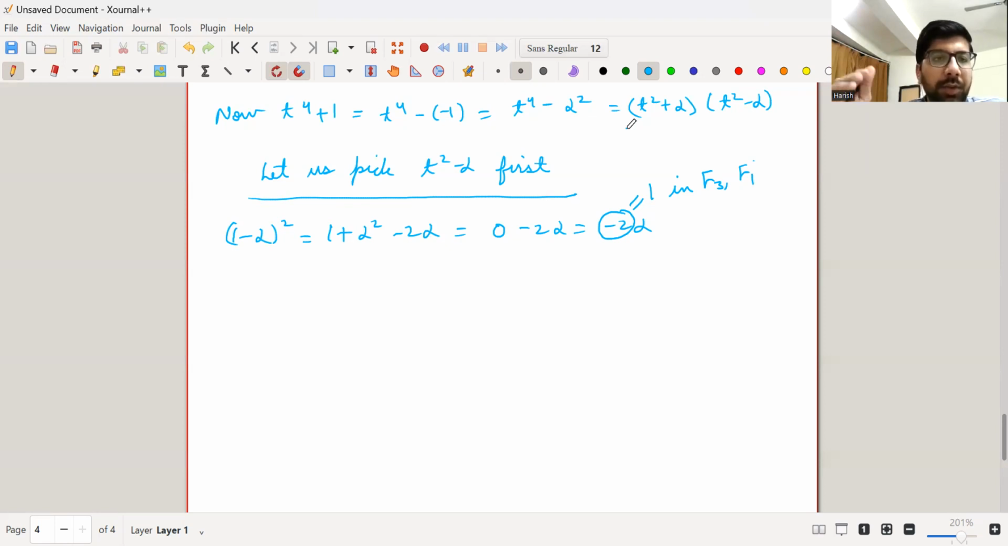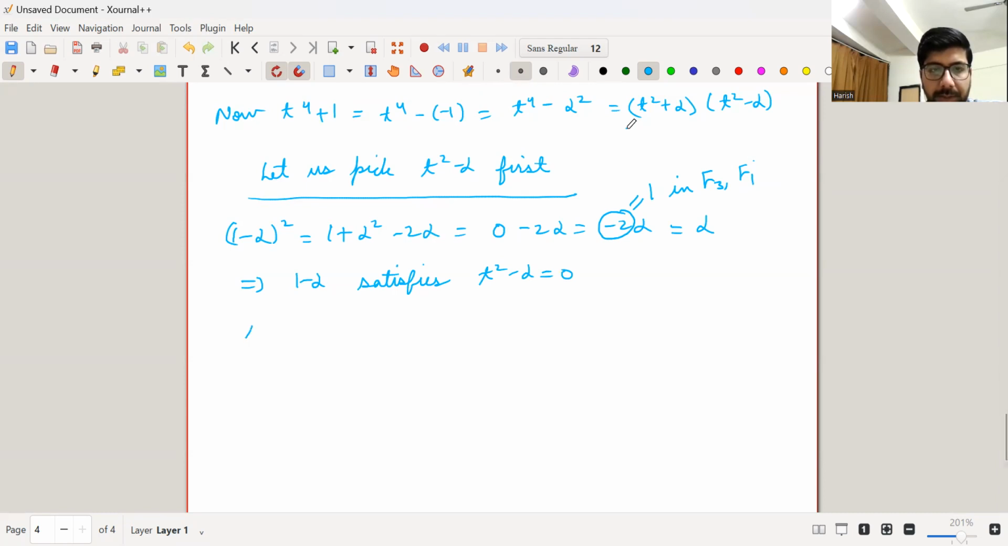So in f3, if you add 1 three times, that is 1 plus 1 plus 1, you will get 0. So the characteristic is 3. In any extension also, because f3 is sitting inside that extension f1, the characteristic won't change. So in f1 also the characteristic is 3, and that means minus 2 is same as 1. So this is nothing but alpha. So 1 minus alpha square equal to alpha. This implies that 1 minus alpha satisfies t square minus alpha equal to 0.